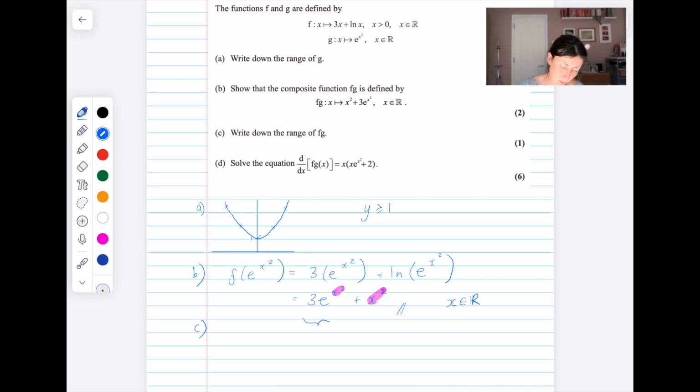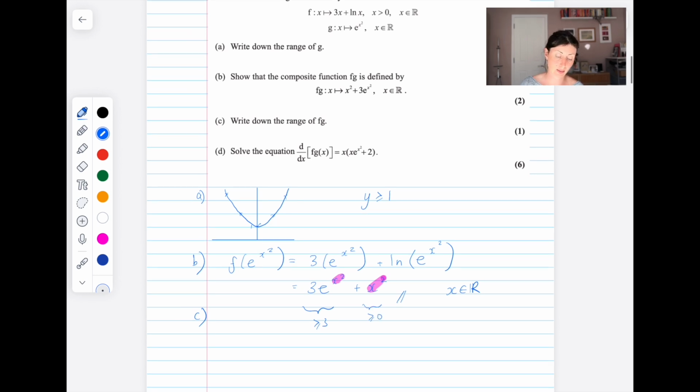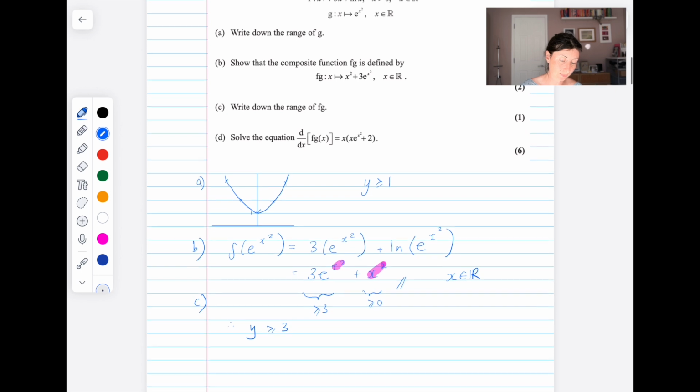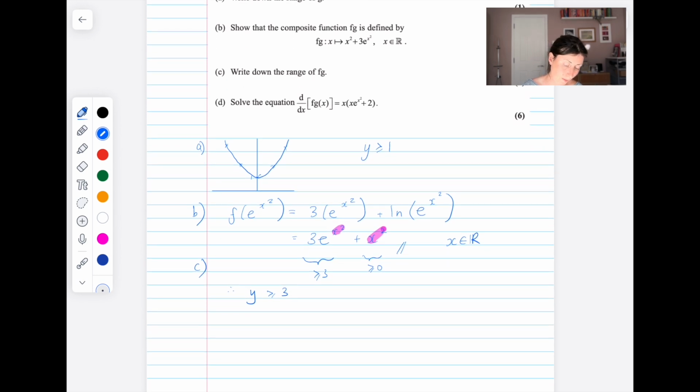The smallest a squared number can be is 0. So e to the 0, the smallest that can be is 1. So the smallest that can be is 3. And then over here, the smallest a squared number can be is 0, x squared, if x is 0. So therefore, the range, if we let x be 0, then we're going to get 3 plus 0. So 3 is going to be the smallest output we can have. And then it can go up to infinity.